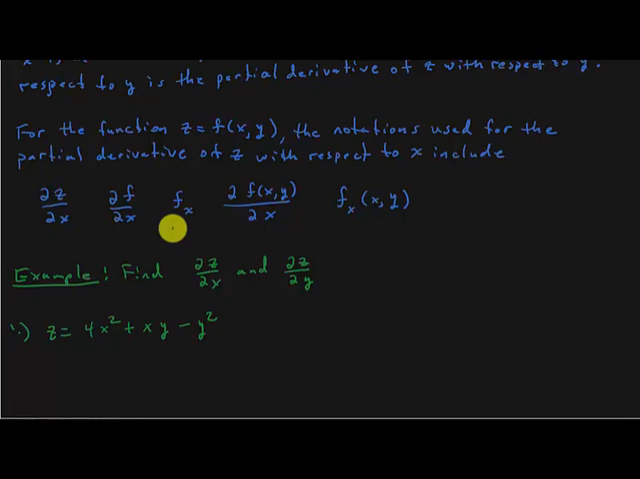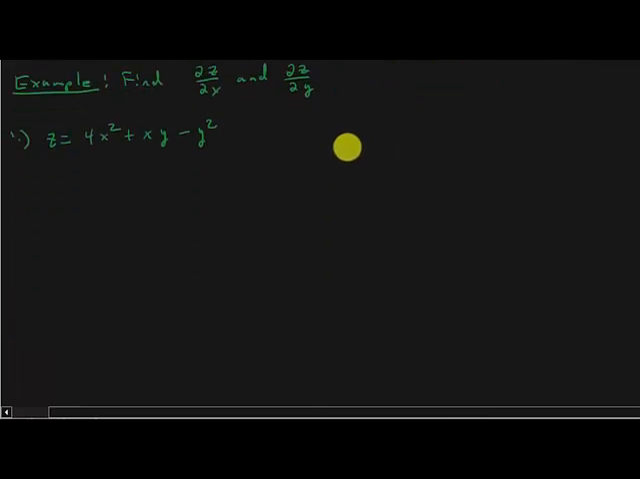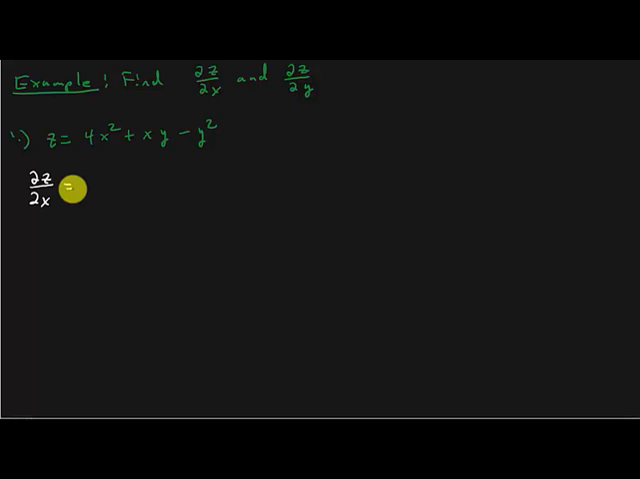All right, so let's look at the example. It says find the partial derivative of z with respect to x and the partial of z with respect to y. All right, so let's do this one. So we've got the partial of z with respect to x is equal to, so remember what I said, treat y like a number. So the derivative of 4x squared is 8x plus the derivative of xy is what? y.